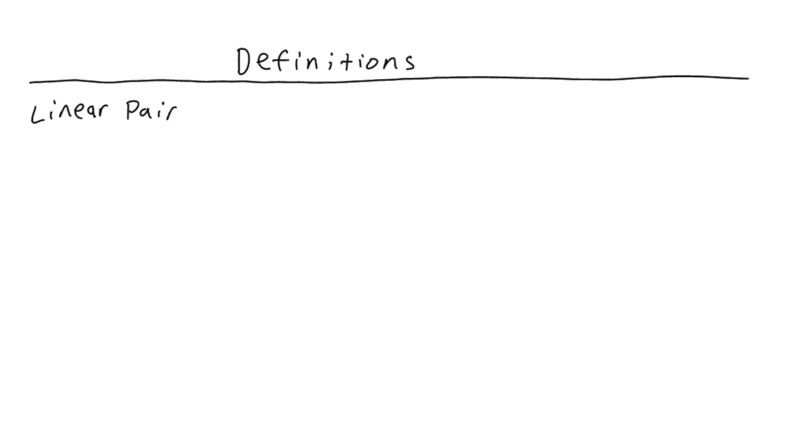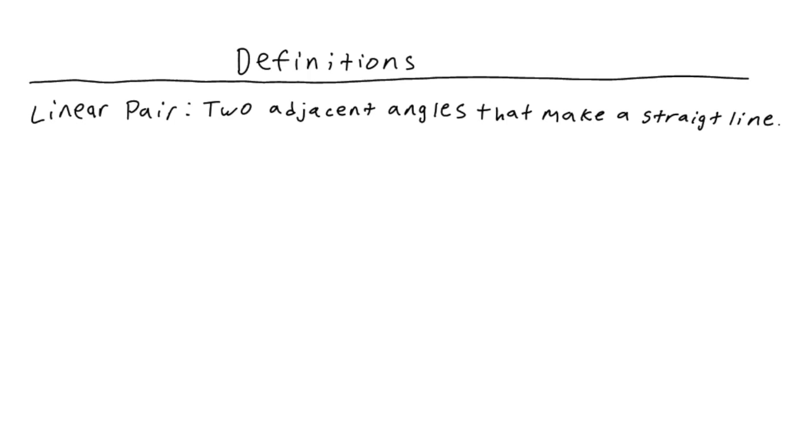Next, we're going to talk about definitions. So the first definition we're going to talk about is a linear pair. And we've talked about a linear pair before. A linear pair is two adjacent angles that make a straight line. So here we have two angles, angle 1 and angle 2, and we have a line intersecting a straight line to make these two angles. So the two angles together form a straight line.